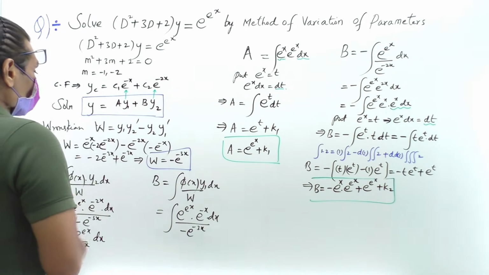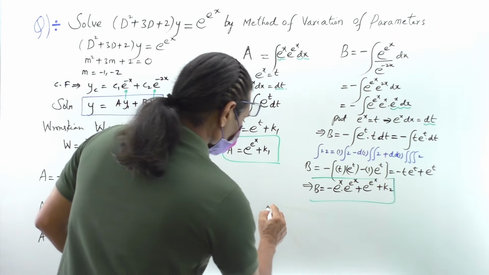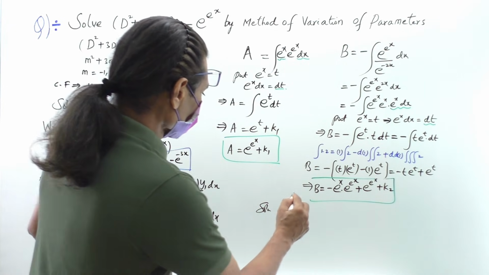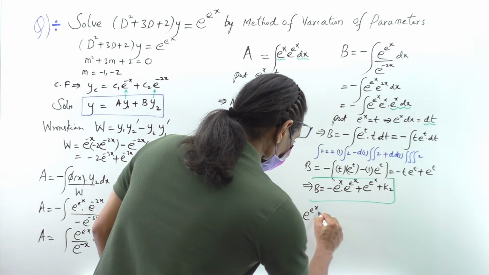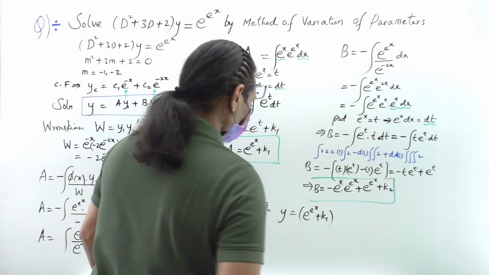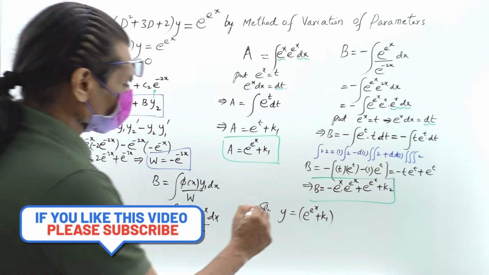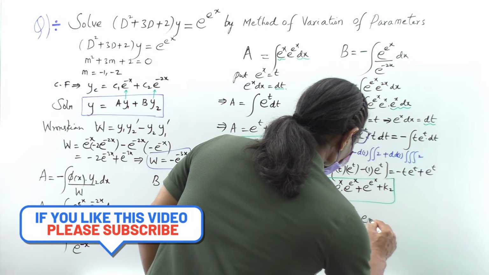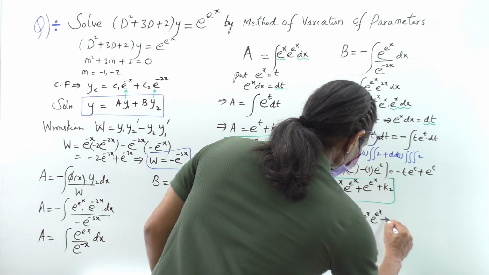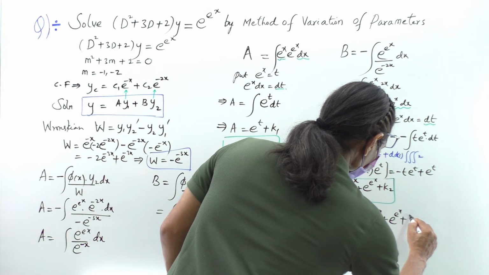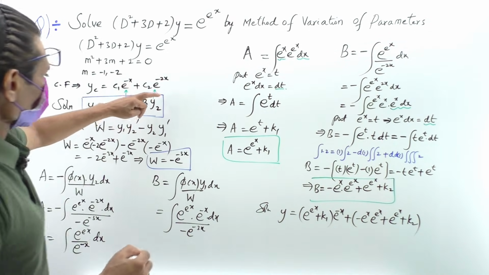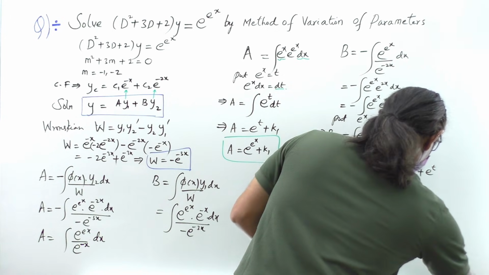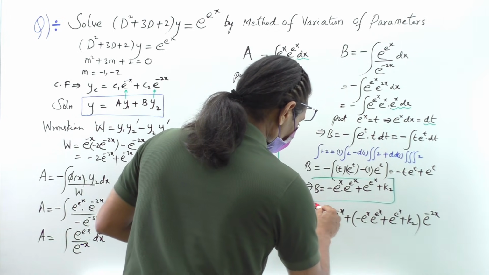Therefore the solution is y is equal to a y1 plus b y2. So solution y equals, what's a here? We found out e raised to power e raised to x plus k1 into, what's y1? e raised to minus x, plus b is minus e raised to x into e raised to power e raised to x plus e raised to x plus k2 into, what's y2? It's e raised to minus 2x. That's all. Beautiful. That's how it is solved.